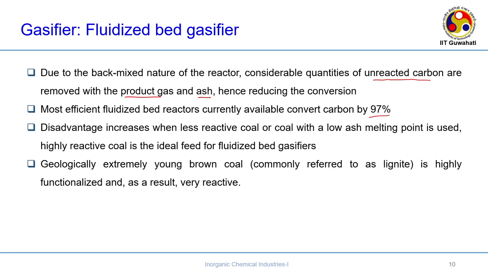Now this disadvantage is magnified when you have less reactive coal. What do we mean by less reactive coal? The coal surface should be such that it is able to react with the incoming steam or oxygen. If it does not react, it becomes difficult, so it may easily escape. So if you have less reactive coal, this gasifier is not at all suggested, or with a coal having a low ash melting point. If you have a low ash melting point, then some part may become liquid.